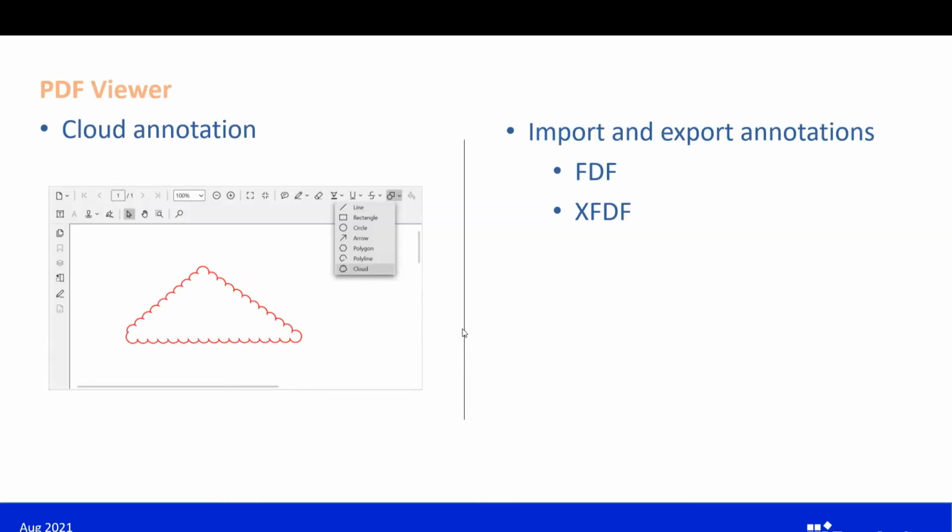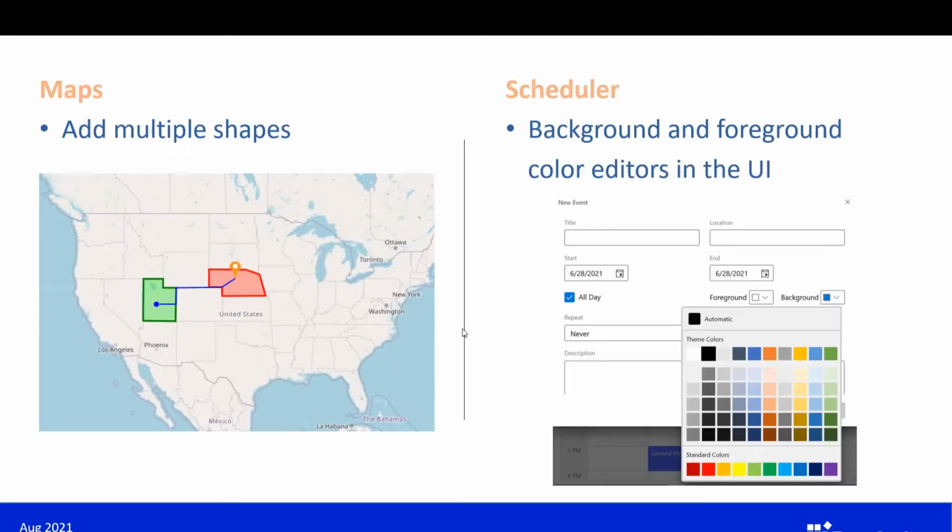PDF Viewer WPF now supports including cloud annotations, and you can also import and export annotations in FDF and XFDF formats. We will see the detailed demo of this annotation in the demo session. Like in the UWP platform, you can include multiple shapes in a single shape layer, and the scheduler control also supports customizing the foreground and background of an appointment.